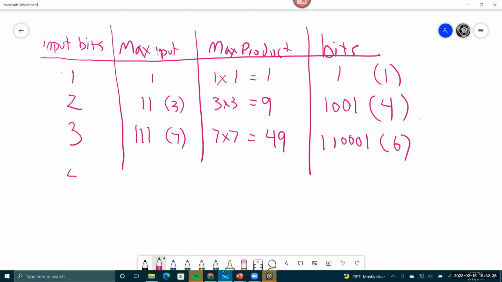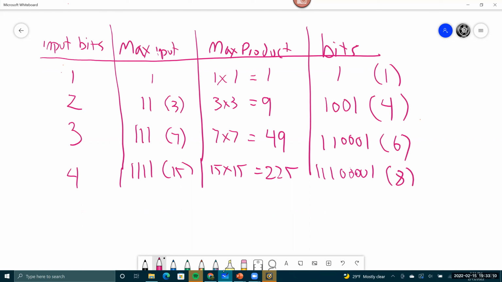Now if it's 4 bits, that means the input value is 1111. That's 15. So 15 times 15 is 225. So 225 in binary is, oops, hold on, let me clear this. 225 is going to be 11100001. Okay, and that is 8 bits.